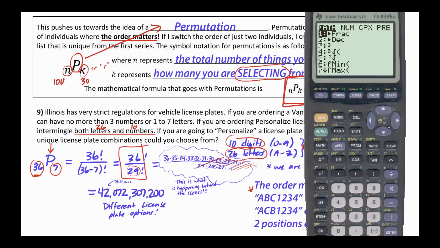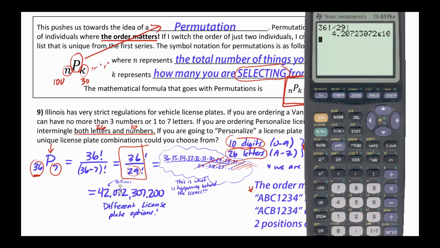36 factorial, divide that by 29 factorial. Go ahead and enter. You're going to get scientific notation. That just means there are a lot of options so long as that E is a positive number.